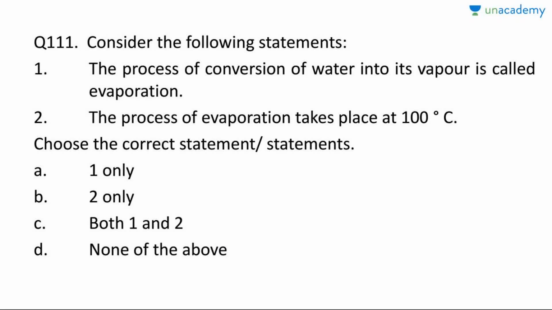Question number 111. Consider the following statements. The process of conversion of water into its vapor is called evaporation. The process of evaporation takes place at 100 degrees Celsius. Do one thing, like today's summer in Delhi, Jaipur, this region, just pour out one bottle of water. Everything will go away in 1 hour. So obviously the temperature is not 100 degrees Celsius. So this is definitely wrong. So answer here is only 1.